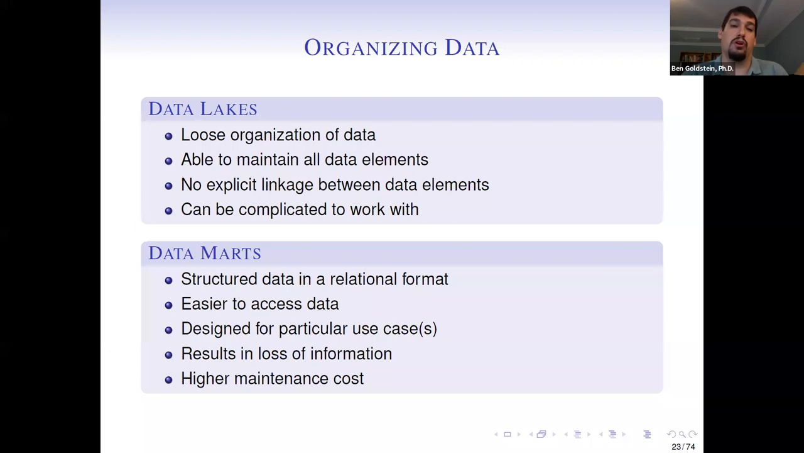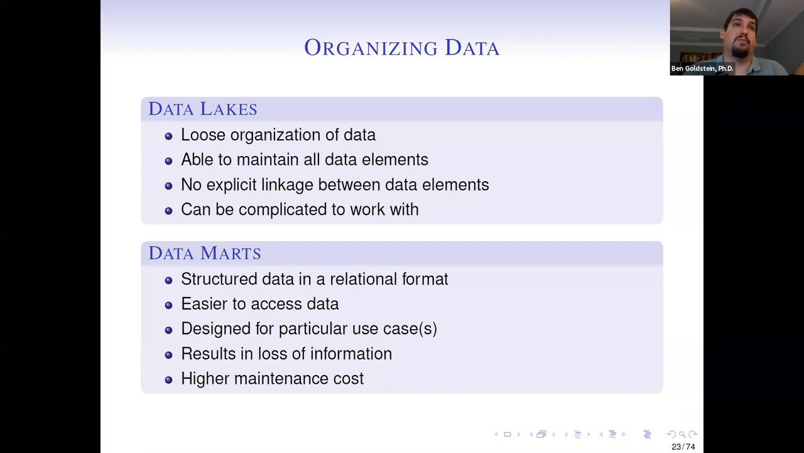Most users are going to be more interested in working with what are called data marts. Data marts are data that are structured in a relational format. Think of a SQL database, some kind of relational database. These data are easier to access. Because of the simplification, we often need to make assumptions about the data. We need to reduce things and bring things together in different ways. So they're most typically well designed for particular use cases.